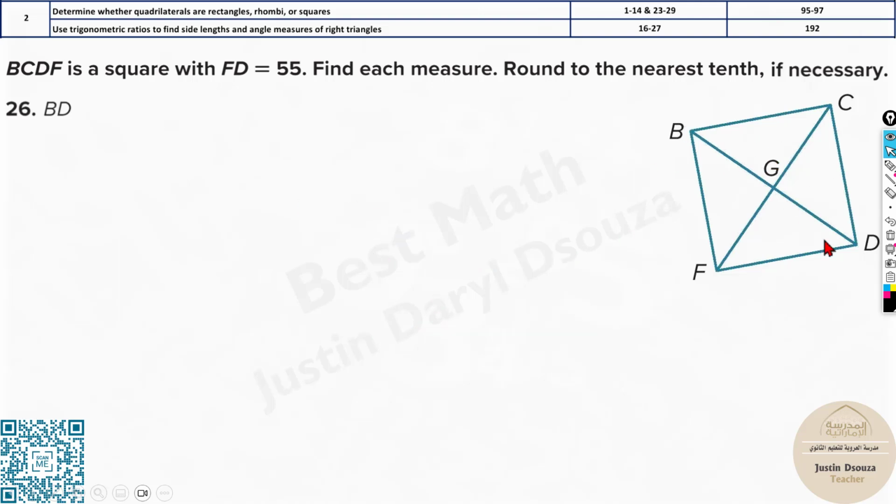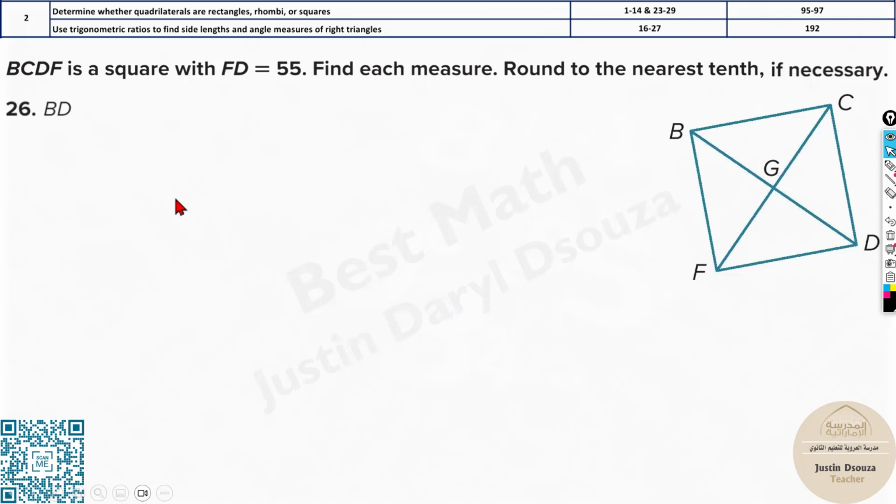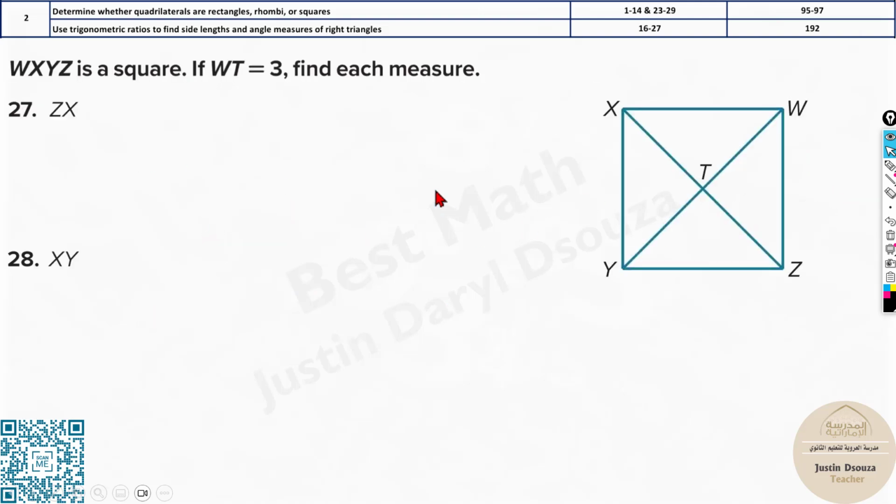Okay, we need to find BD. We just now did it, right? So we're here, using the Pythagoras theorem. So that's it. Then half of that will be GD. What about ZX? Where is ZX? Oh, now it's a different square. WT is given. See, this one is given to be 3. Okay. WT. ZX is over here. This is the total length. Okay. This one we need to find.